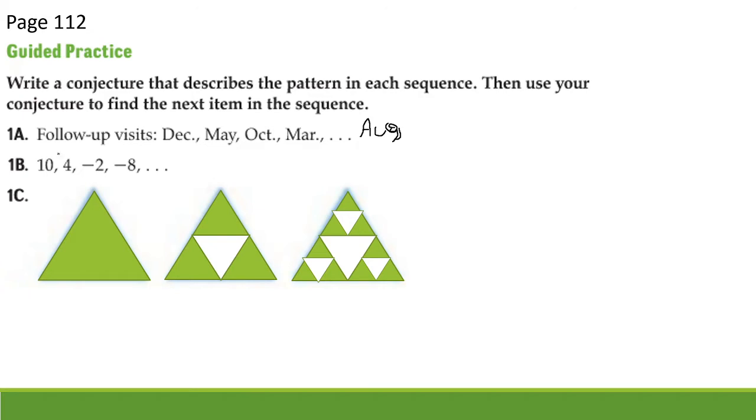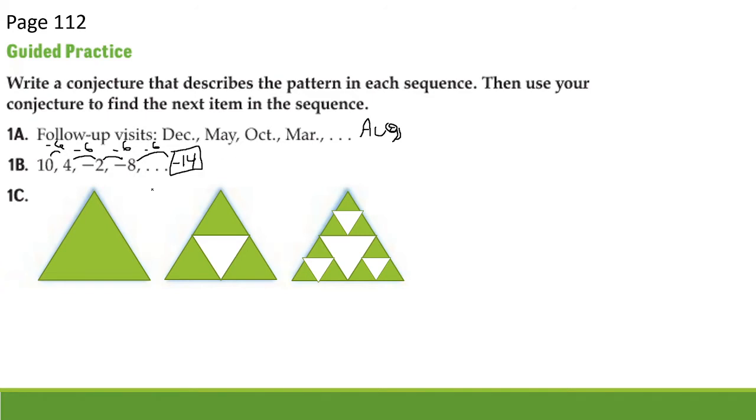This one here, we go 10 to 4 to -2 to -8. Anytime we have a negative involved, I automatically think of subtraction. So 10 to 4, that's -6. 4 to -2, that's also -6. -2 to -8, that's also -6. So we can probably conjecture that the next one is going to be -14 because it's probably subtracting 6 each time in this pattern here.